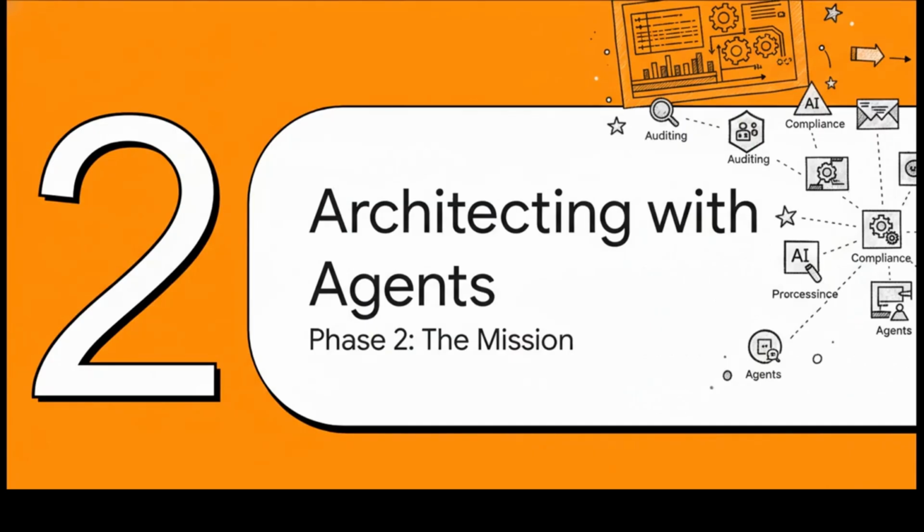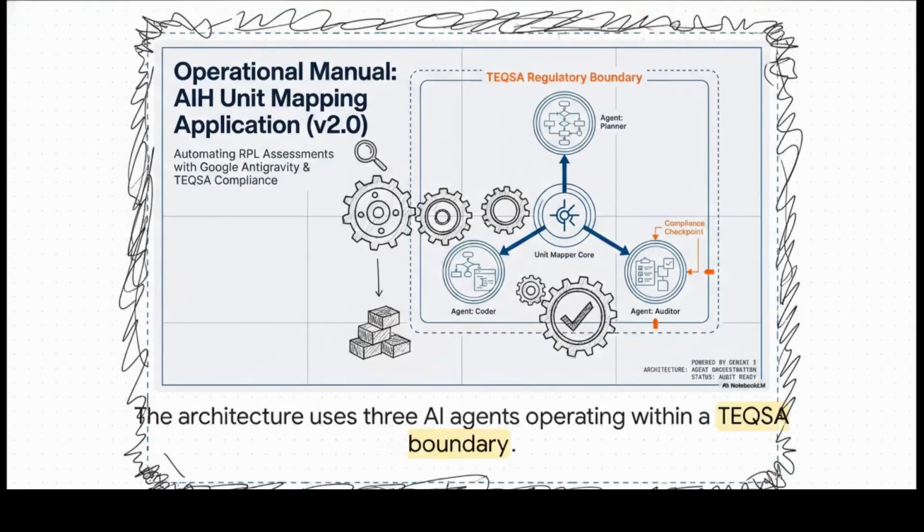All right, section 2, architecting with AI agents. So now that we've established the rules of engagement, it's time to actually design the blueprint. And you're not doing this alone. You're assembling a team of specialized AI agents, and each one has a very specific job to do. And this diagram just illustrates the architecture perfectly. Look at how everything, and I mean everything, operates inside that dotted line. That's the TEQSA regulatory boundary.